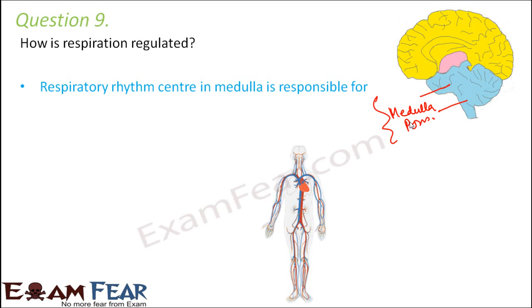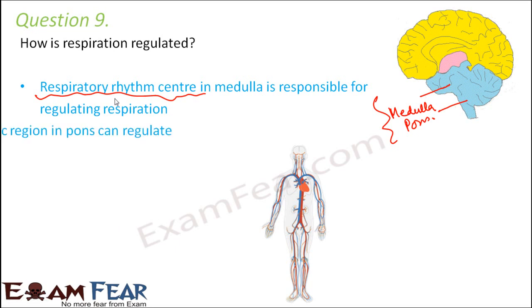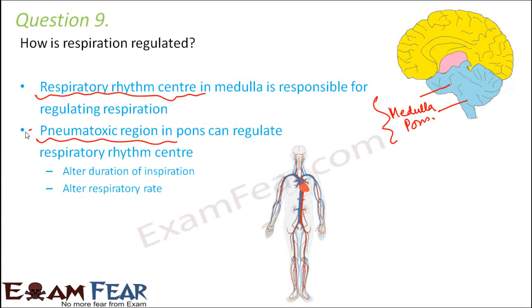The respiratory rhythm center in the medulla is responsible for regulating respiration. So, that portion of the medulla which controls respiration activities is called the respiratory rhythm center. And in the pons, there is another region called the pneumotaxic region which regulates the respiratory rhythm center. So basically this is the center which controls the respiration activities, and this center itself is controlled by another center which is located in the pons.